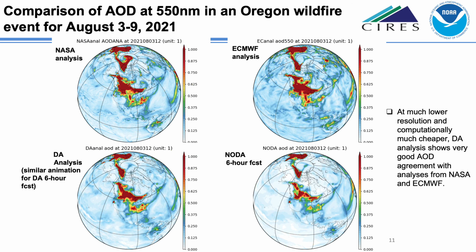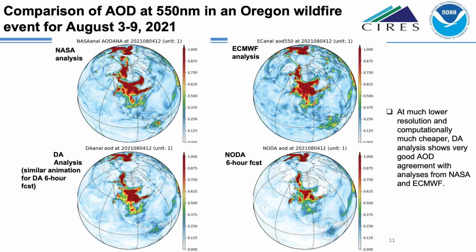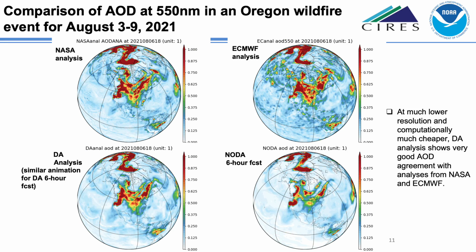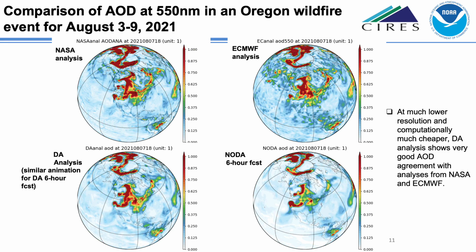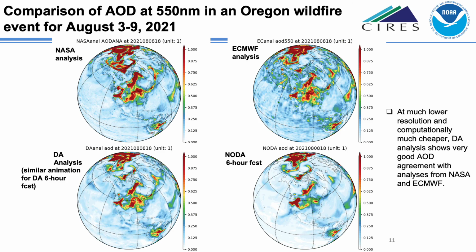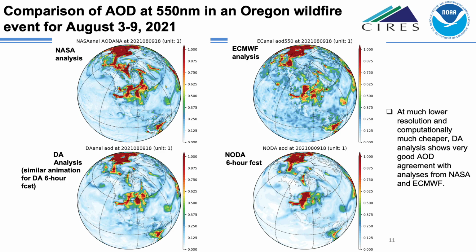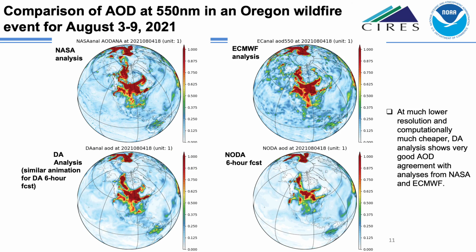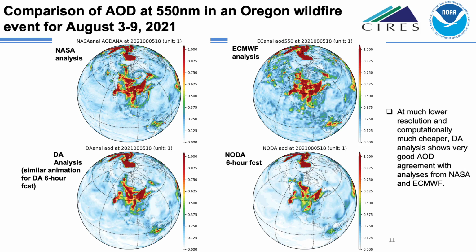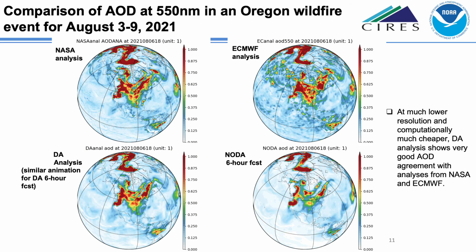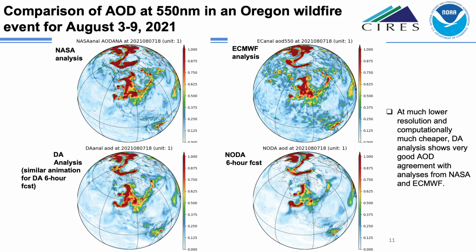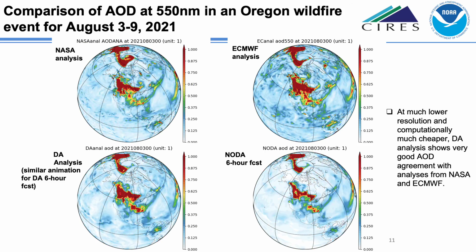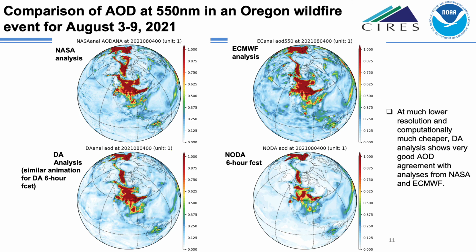In the past 2 months, there have been several severe wildfire events in the US. In this slide, we compared the DA and no DA experiments with the analyses from NASA and ECMWF in an Oregon wildfire event for the period of August 3rd to 9th. The animation shows the AOD evolution. You can see that the DA analysis shows very good agreement with the analyses from NASA and ECMWF. It also needs to be mentioned that our DA run is computationally much cheaper compared to the NASA and ECMWF runs. So the results are pretty encouraging.